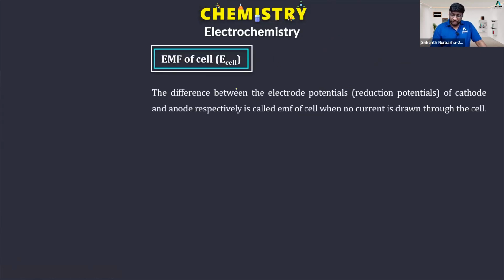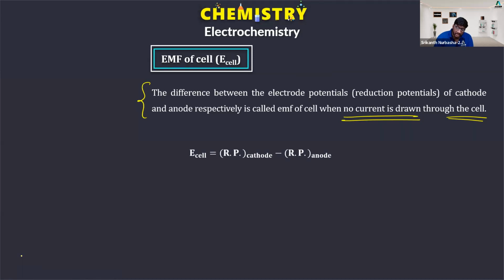EMF of the cell: the difference between the electrode potentials or reduction potentials of cathode and anode is called the EMF of the cell when no current is drawn through the cell. That is, EMF of cell is equal to reduction potential of cathode minus reduction potential of anode. You can also write EMF of cell as oxidation potential of anode plus reduction potential of cathode, or oxidation potential of anode minus oxidation potential of cathode.